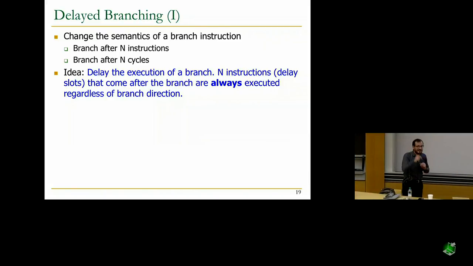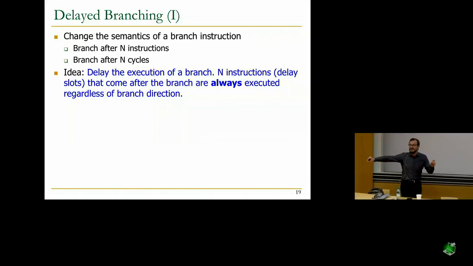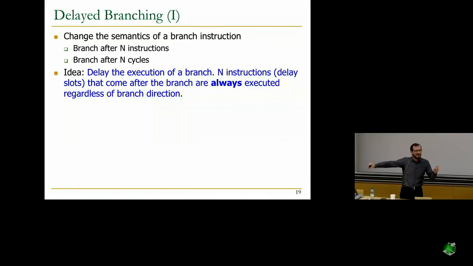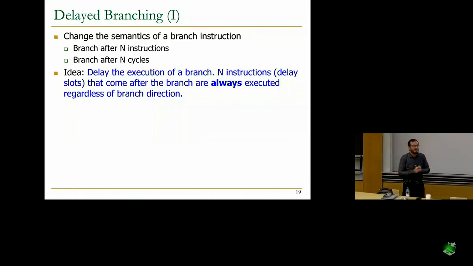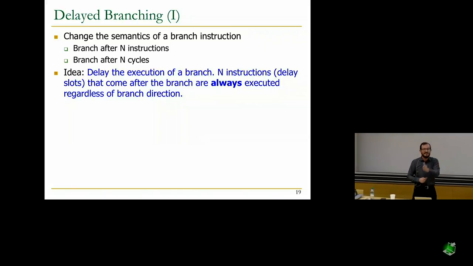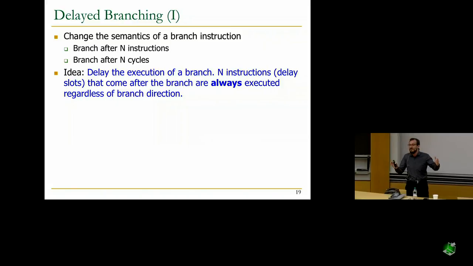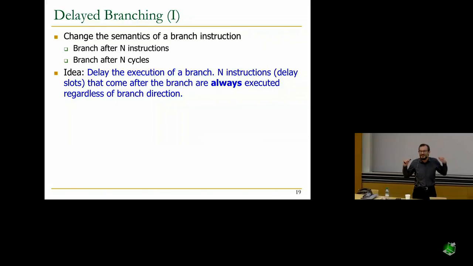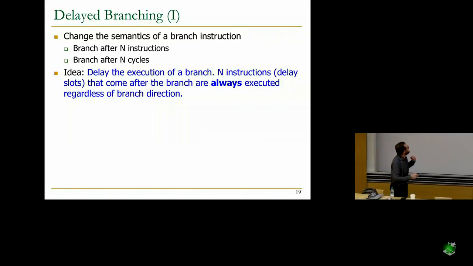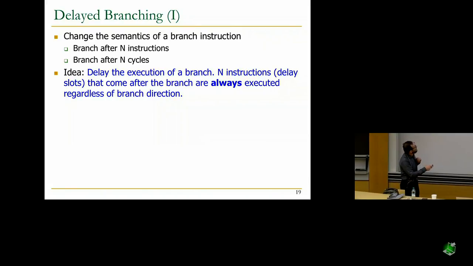As opposed to branching right now, branch after you actually fetch and execute n other instructions, right? Or branch after n cycles. So you don't immediately do it, you do it in a delayed fashion. Now what this gives you is you can fill those delay slots with independent instructions from wherever you find them, right? That's the idea. Delay the execution of a branch; the n instructions that come after the branch are always executed regardless of the branch direction.